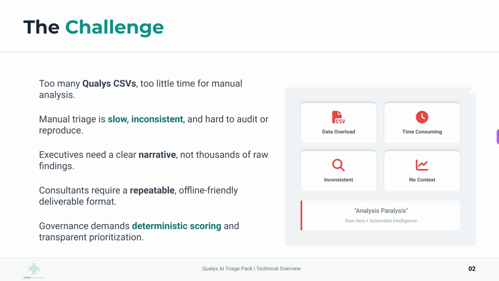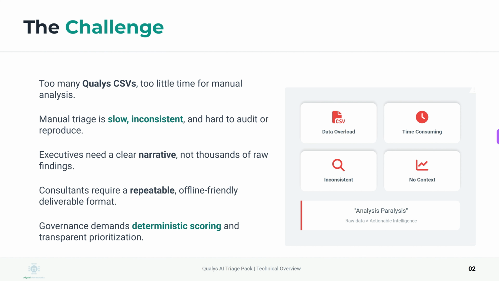And when triage is manual, you get 3 technical failures at once. First, it's slow, because it's human-bound and doesn't scale with the number of assets or vulnerabilities. Second, it's inconsistent, because 2 analysts can look at the same vulnerability and reach different conclusions based on personal judgment, fatigue, or missing information. Third, it's hard to audit and reproduce, because the decision logic lives in someone's head or in ad hoc spreadsheet filters, not in a deterministic pipeline that can be rerun and validated.